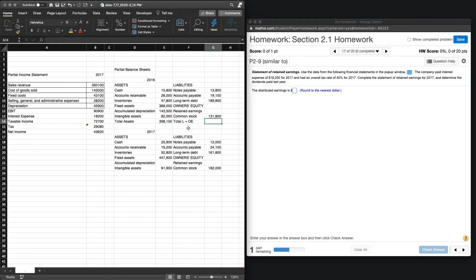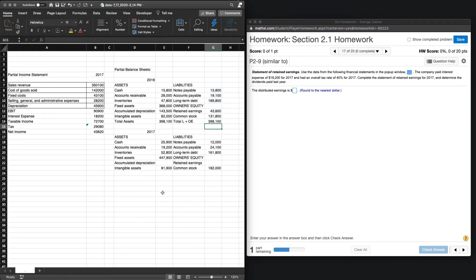In order to figure out our retained earnings, we're going to take our total, subtract the common stock, and subtract our liabilities, and that should give us our retained earnings. Finally, just to clarify, we add our liabilities and our equity all up, and we should have a balance, and it looks like we do. So now we can move on to 2017.